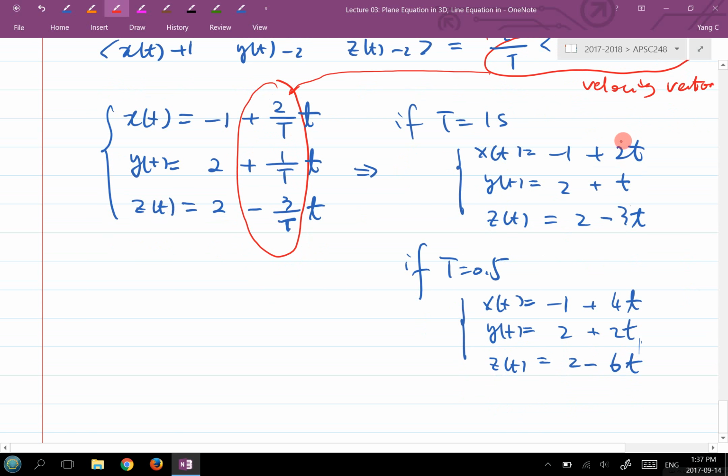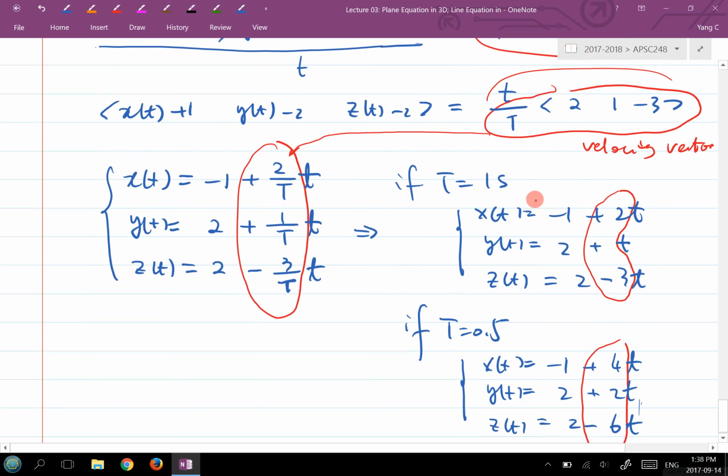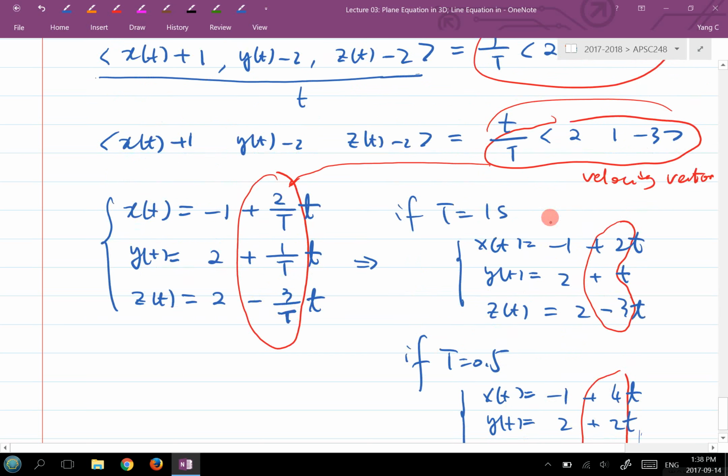If you're moving after giving an actual t value, the velocity vector here is 2, negative 3, negative 2, 1, and negative 3. And this one here is 4, 2, negative 3. That make sense? You see that this is a line equation, a parametric equation, and the coefficient in front of t basically is the velocity vector here, right? How about this negative 1, 2, 2? What's this negative 1, 2, 2 here?